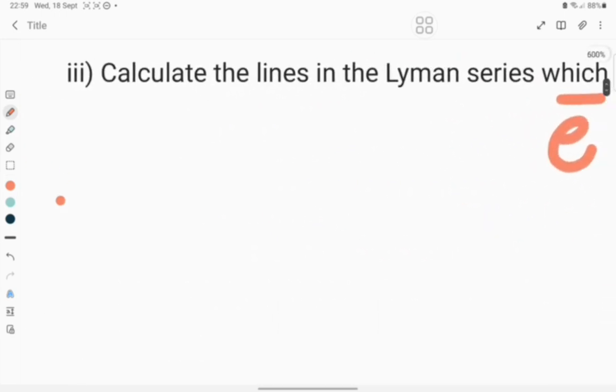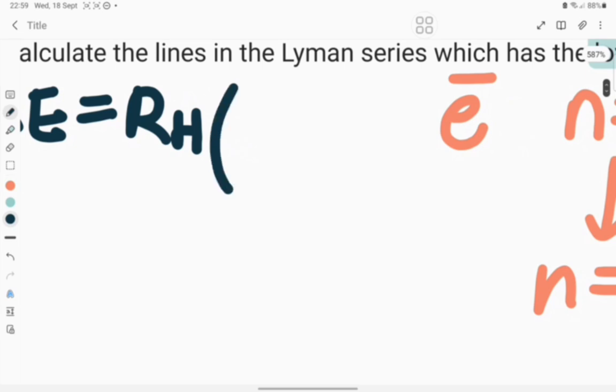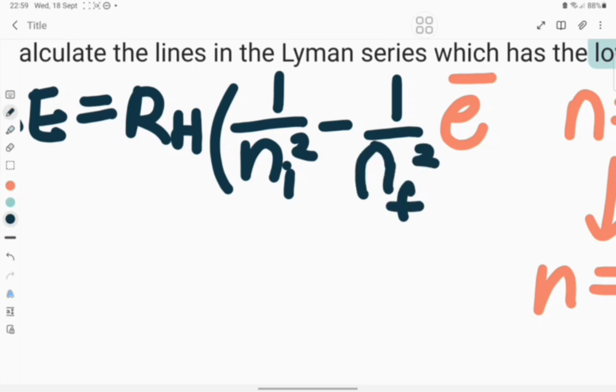And we can use the formula E equals to Rydberg's constant times (1/n initial squared minus 1/n final squared).